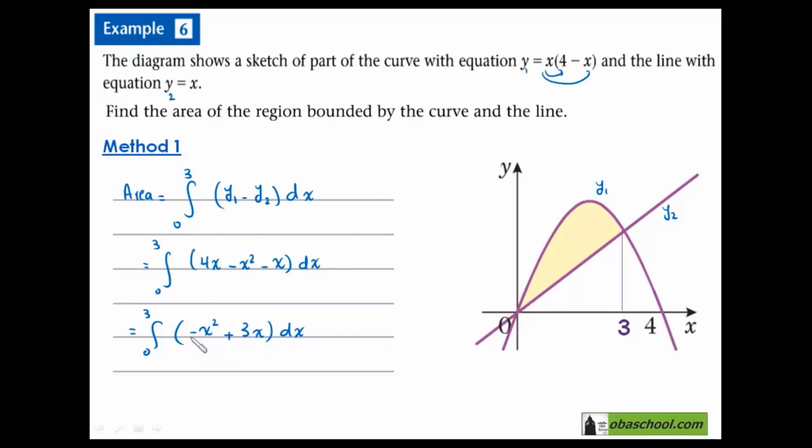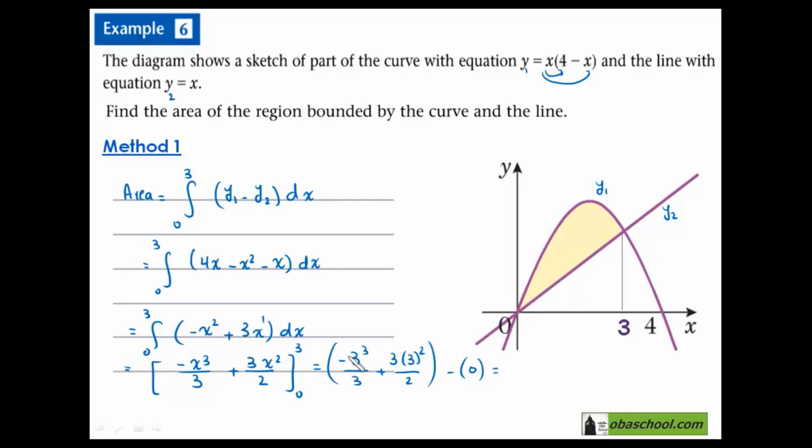We put the square brackets, so we will start like this. The integral for minus x squared is minus x to the power 3 over 3, plus 3 x to the power 1. The integral for it is x squared over 2. The boundaries of x are 0 and 3. We substitute the value 3: minus 3 to the power 3 over 3 plus 3 times 3 squared over 2. Now for the lower limit. First, we put minus. The value here is 0, and both have x. So if we substitute, the answer will be 0.